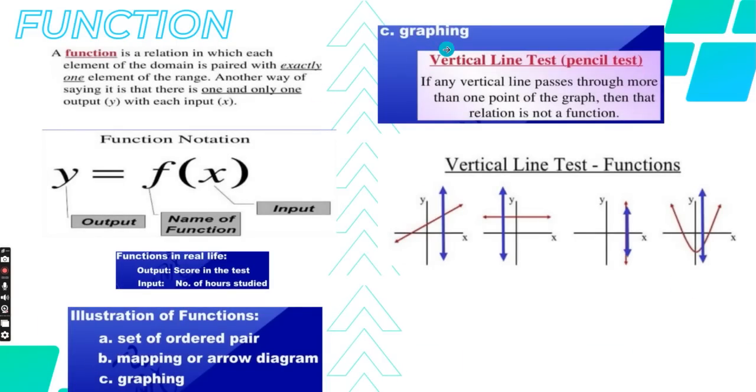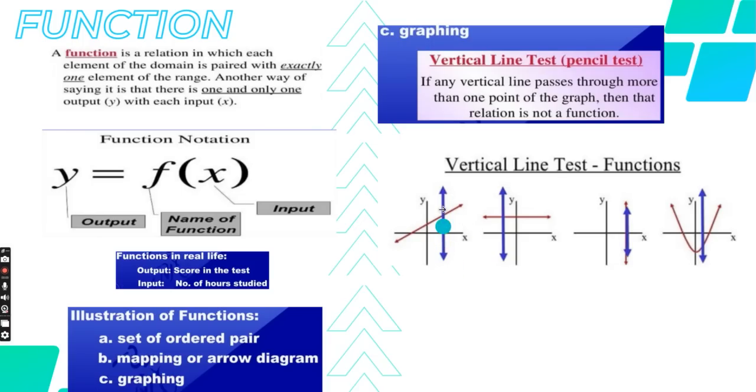Third one is graphing. This one is the easiest way to look if this is a function or not. We call it the vertical line test, or pencil test, or ballpen test, kasi yung ballpen, kapag inano mo, magiging vertical line siya. If any vertical line passes through more than one point of the graph, then the relation is not a function. Dapat isang beses lang i-intersect ng vertical line ang graph ng function. Kung 2 or more, hindi na siya function.